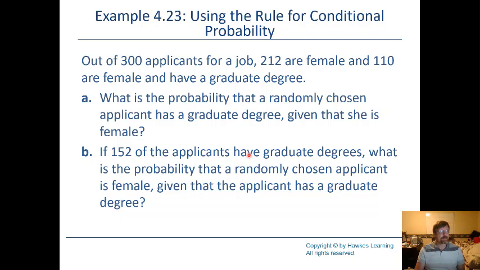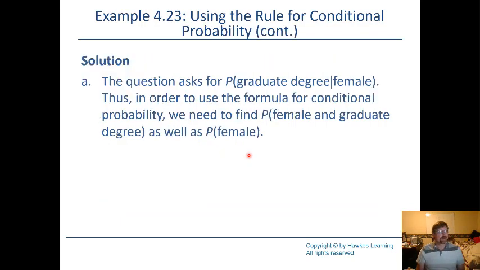Alright, let's move on to the solution. So we're after applicants with a graduate degree, given that the applicant is female. So to use the formula we saw a moment ago, we'd need to know the probability of having a female and a graduate degree, as well as the probability of female. And that is the information that was given to us in the beginning. There's 212 female and 110 females with a graduate degree.